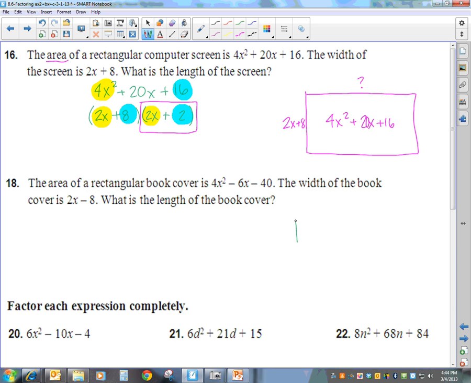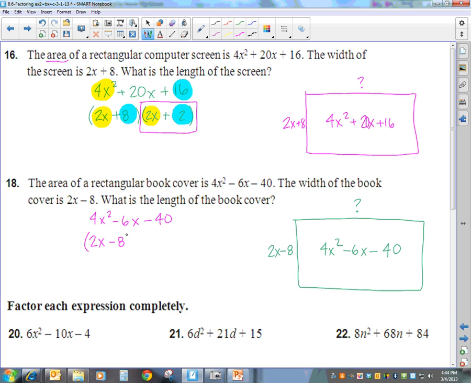So the next one, we have our rectangle, 4x squared minus 6x minus 40. They tell us the width is 2x minus 8. And again, we're looking for the length. So when we set it up, we're starting with our area, and the trinomial that represents that is 4x squared minus 6x minus 40. They give me one binomial factor, and I'm looking for the other one.